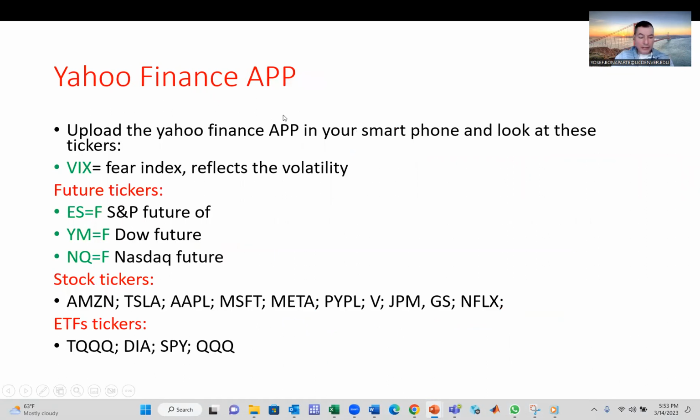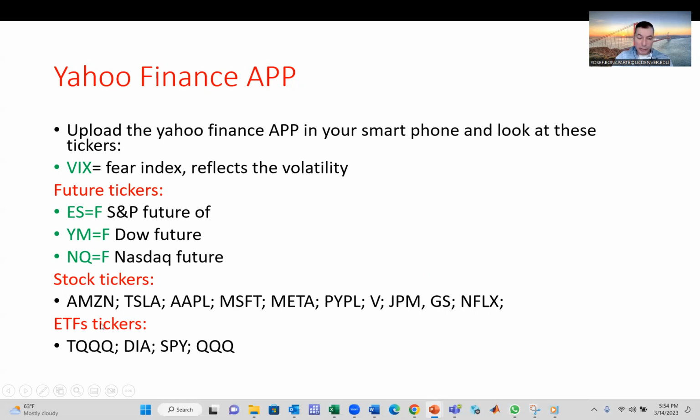I want you to go to Yahoo Finance, have the Yahoo Finance app, and add the tickers VIX, which reflects the fear index, ES=F, which reflects the S&P future, YM=F, which reflects the Dow future, and NQ=F, which reflects the NASDAQ future. I recommend that you add this Yahoo Finance app to your smartphone and add the tickers to your app. Here are companies we're going to watch during the semester: Amazon, Tesla, Apple, Microsoft, Meta, PayPal, Visa, JP Morgan, Goldman Sachs, Netflix.